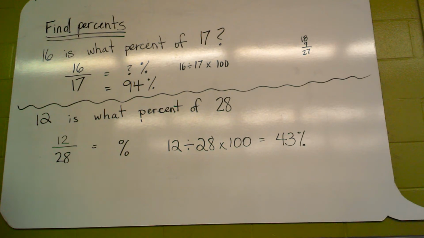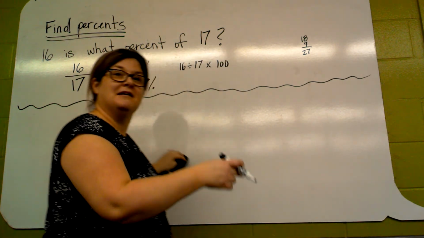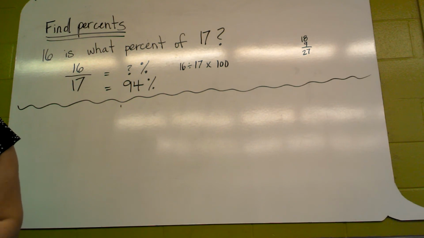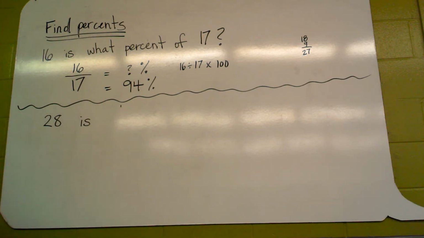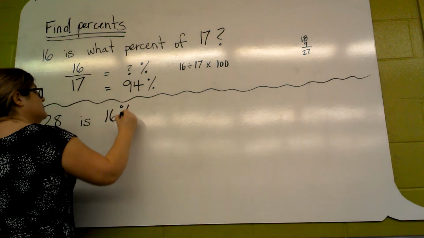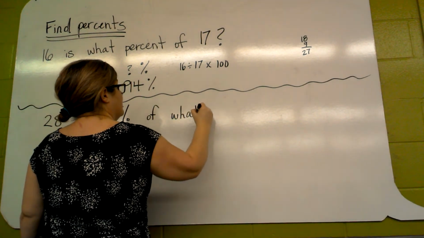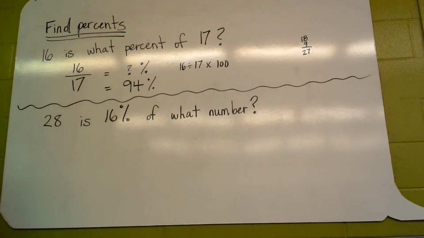One more. Different wording. I personally think this last kind is the hardest kind. And it's just the wording. Once I show you the trick to look for, just follow the steps. Okay? So here's the wording. 28 is 16% of what number? Okay? This is what it actually means. Then I'll show you the trick.